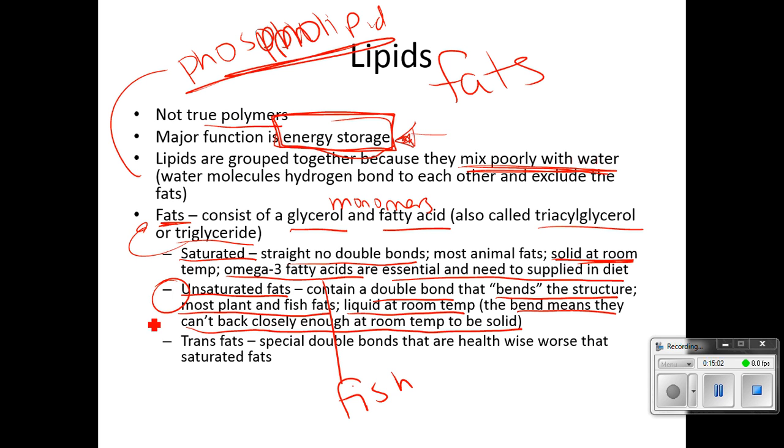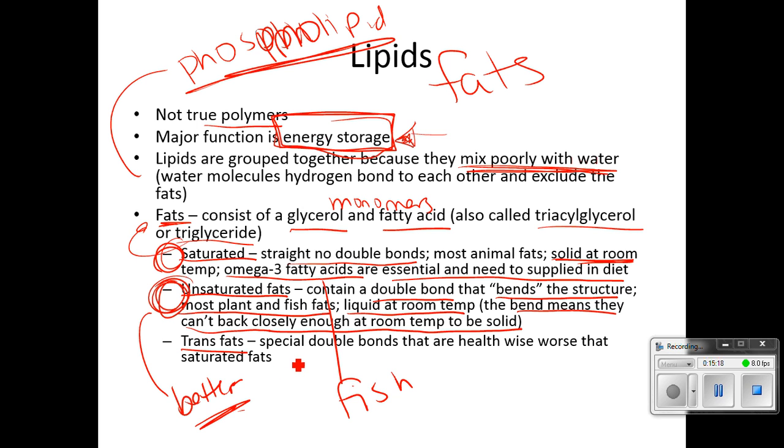These are actually the better ones for you when you're talking in terms of fats. Obviously, none of them are great. But the unsaturated fats are better for you than the saturated. So, for example, this would be vegetable oil or olive oil. This would be bacon fat, lard.